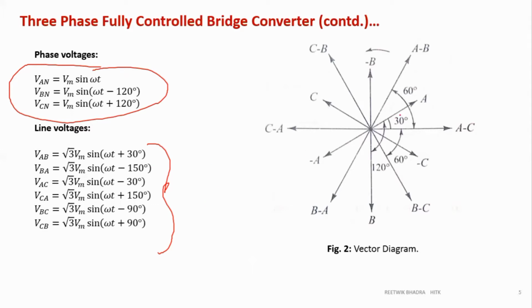So how to draw your line voltage? First you draw the negative of A, that is minus A, negative of C, that is minus C, negative of B, that is minus B. Okay. Then between A and minus C, what you will get? AC. Between B and minus C, you will get BC. Between B and minus A, you will get BA. Like this, you go on and put in the resultants.